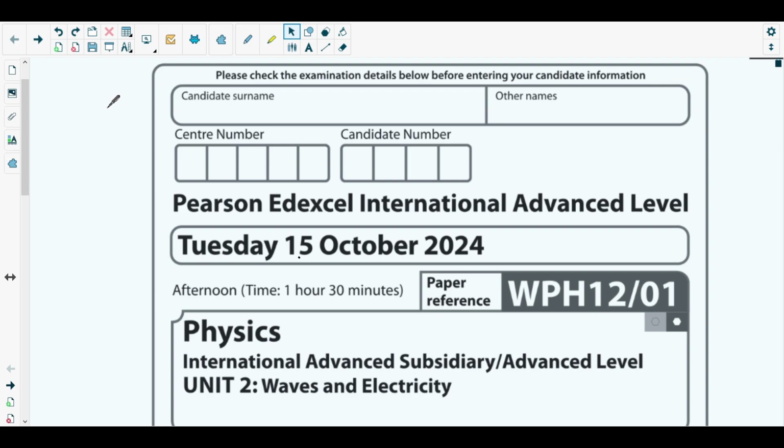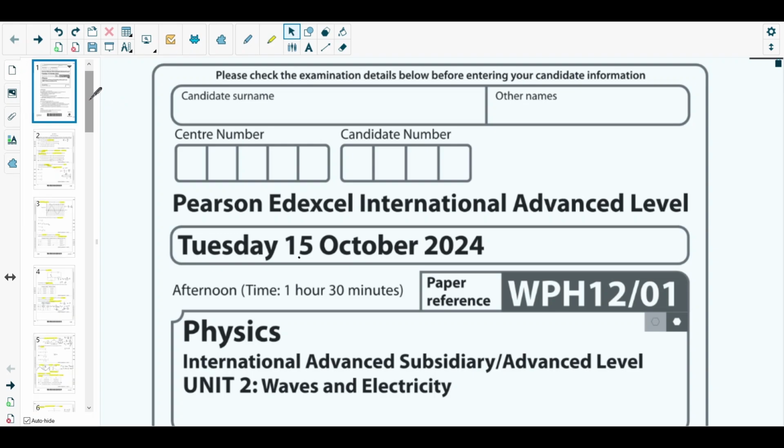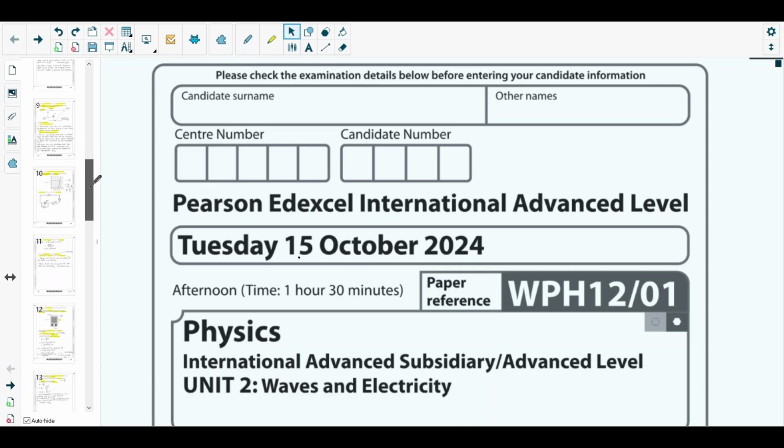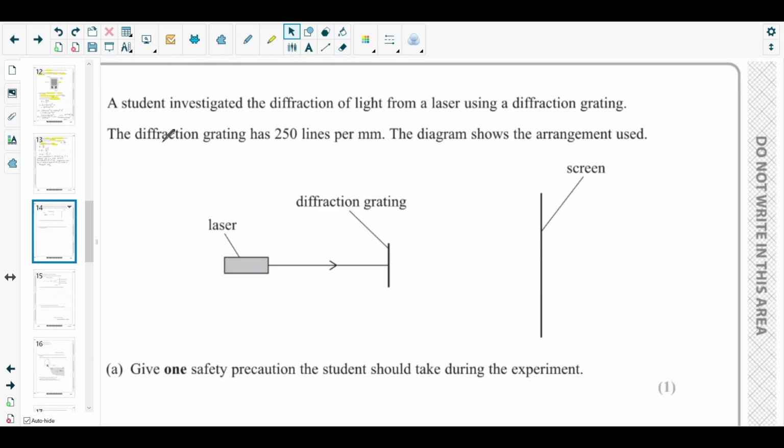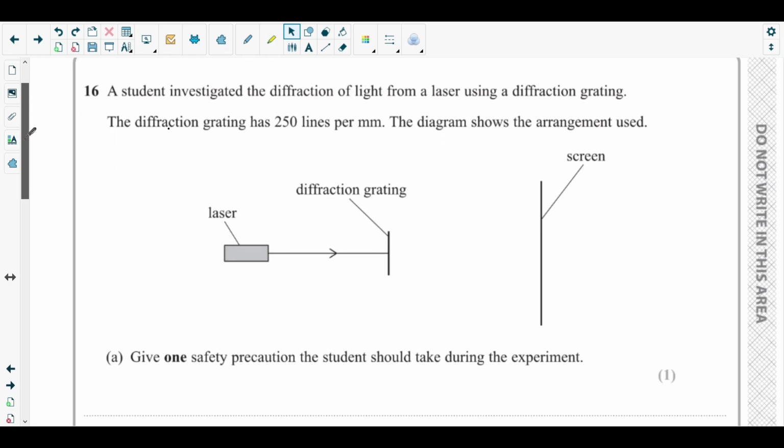In this video, we will be discussing the 16th question of the most recent past paper of Physics Unit 2, which is the October 2024 Physics Unit 2 paper. So let's get started with question number 16 of this paper. So here you can see question number 16.